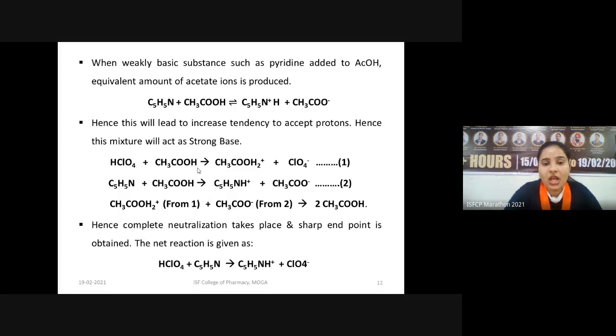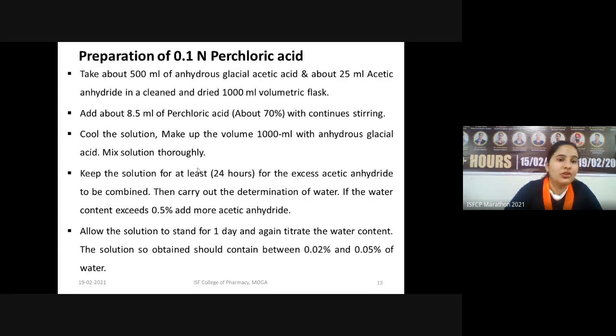Now, we will study the different procedures which will be used for the preparation of the different reagents which we are using in this titration. First of all, the first preparation is the preparation of 0.1 normal perchloric acid. For this, we will be using glacial acetic acid as the solvent. So first of all, we will be taking 500 ml of anhydrous glacial acetic acid.